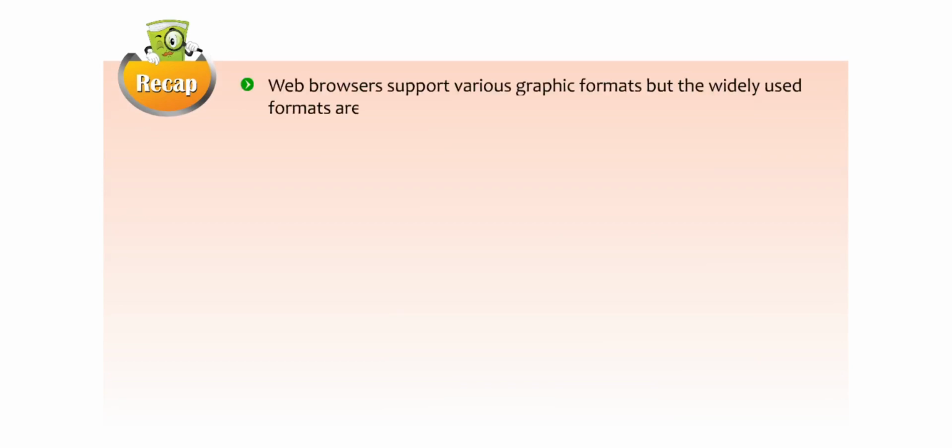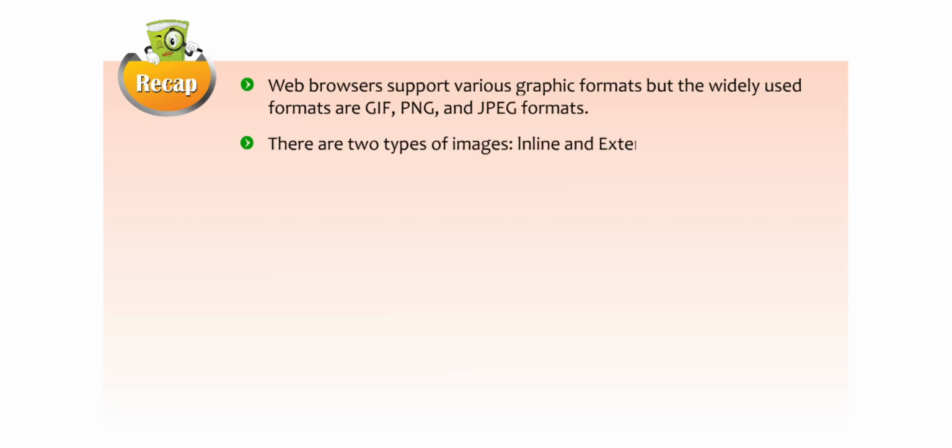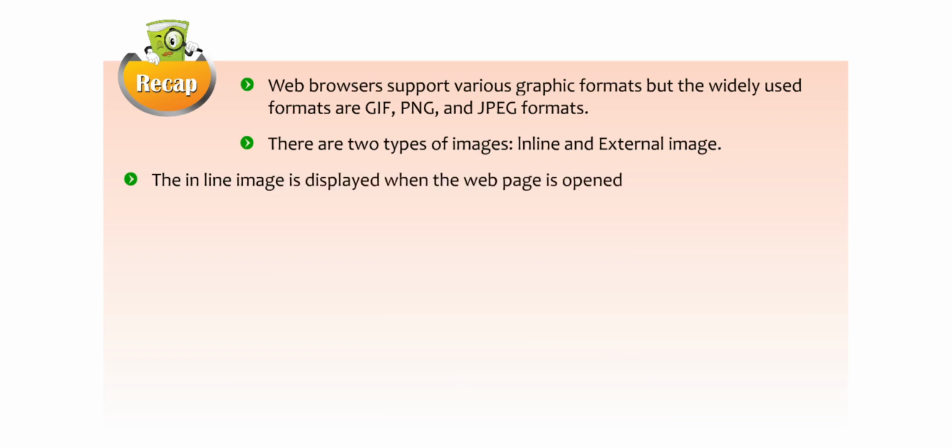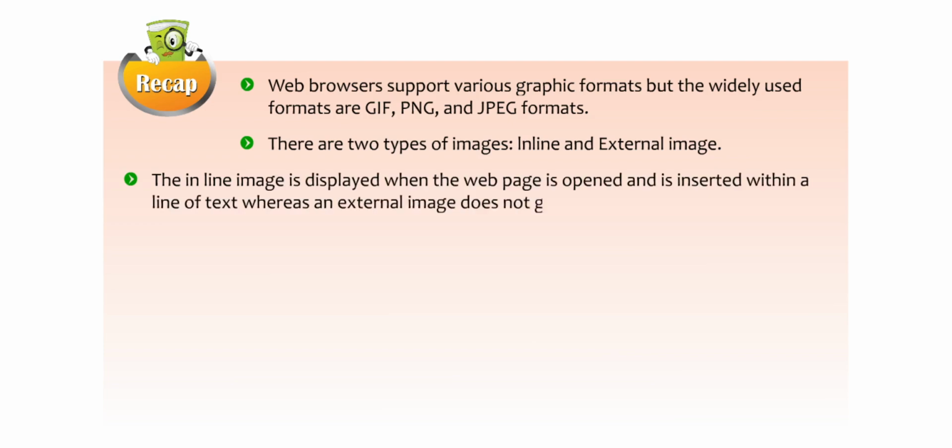Okay students, let us take a recap of this chapter. Web browsers support various graphic formats, but the widely used formats are GIF, PNG and JPEG. There are two types of images, inline and external. The inline image is displayed when the web page is opened and is inserted within a line of text, whereas an external image does not get displayed automatically with other content on the web page.